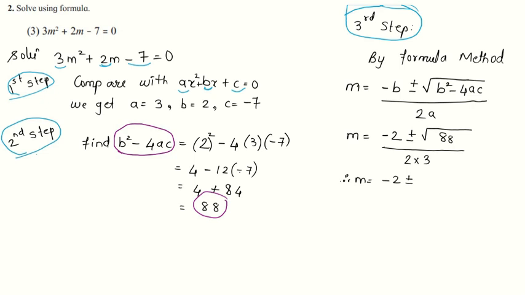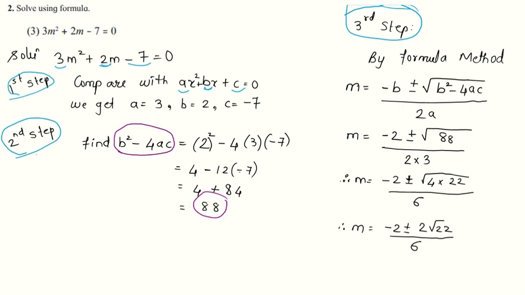It can also be written as, there is no square root of 88, so we can take such numbers whose square we can get. Okay. So 88 can also be written as 4 into 22, upon 2 into 3, which is 6. How can we write it further? m is equal to minus 2 plus or minus, the square root of 4 is 2, so we will take 2 outside, and root of 22 upon 6.